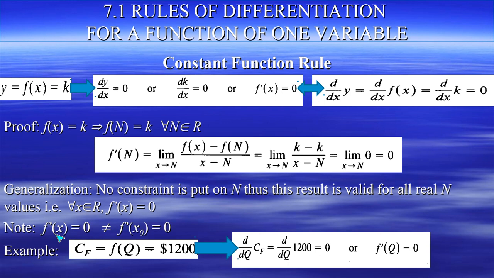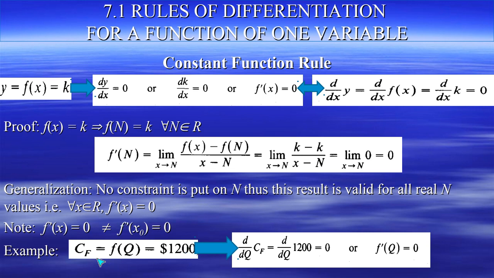And note that the derivative of a function for all x's being equal to 0, and the derivative of a function at a given value x0 being equal to 0, are not the same thing. The derivative of a function is always 0, everywhere 0, if and only if this function is a constant function. But the derivative of any function can be 0 at some given point x0 by chance. So those are not the same thing.